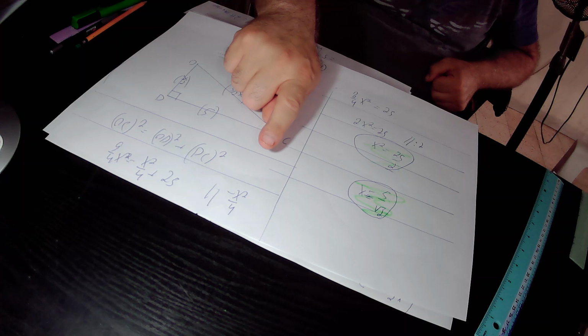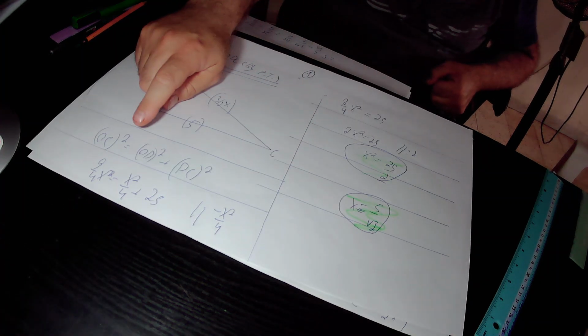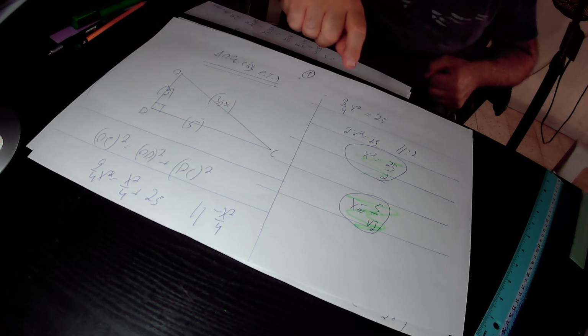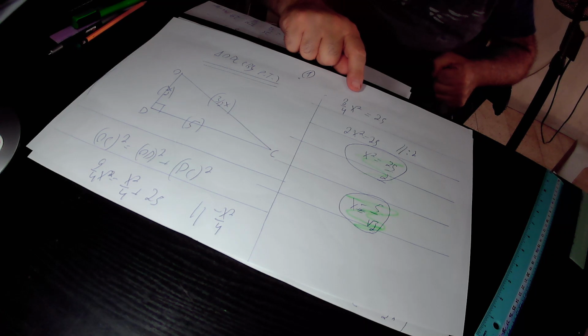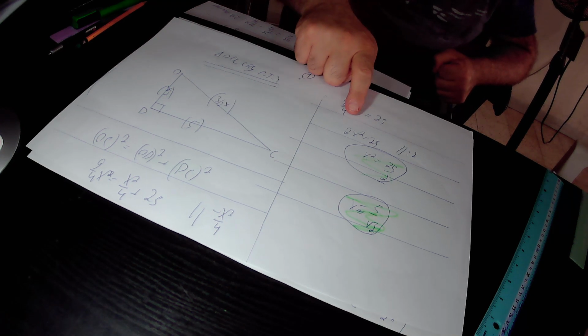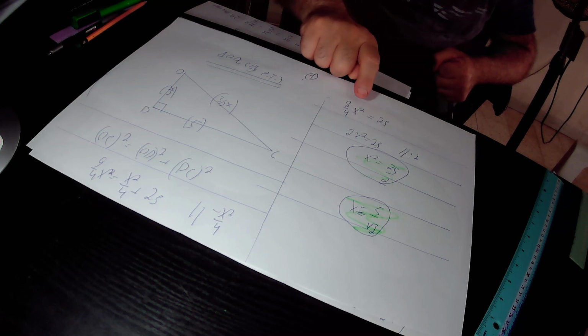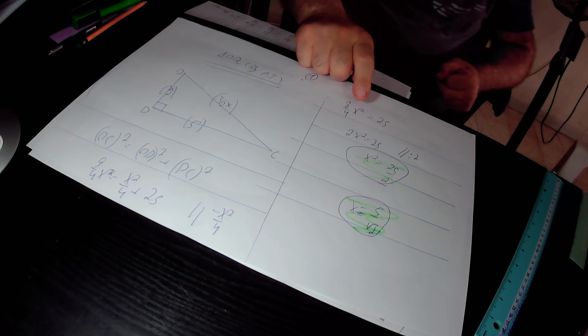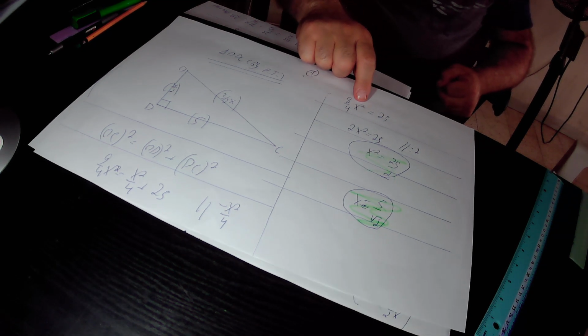Here we subtracted x squared over 4 from this equation and found out that 9 quarters x squared minus 1 quarter x squared equals 8 quarters x squared, and it equals 25. 8 over 4 is 2, so in total this expression equals 2x squared, that is 25. Here we divided this equation by 2 and found out that x squared equals 25 over 2.